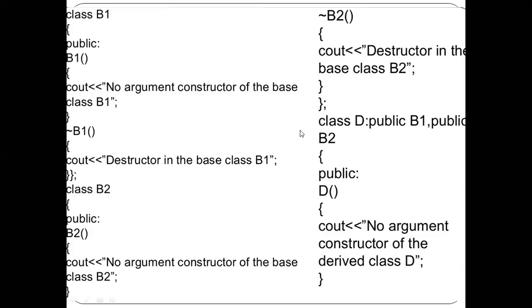So this is an example where a destructor is used. As we have said, there are two base classes which are inherited by one derived class, so it is multiple inheritance.